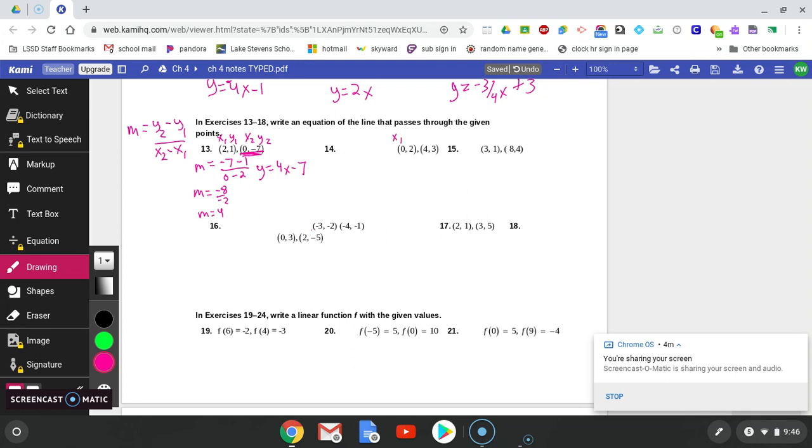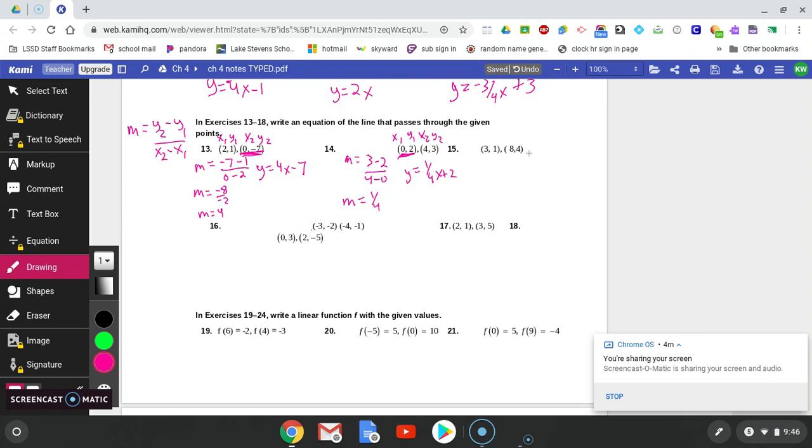All right, so I'm going to label them as x1, y1, x2, y2. And then I'll find my slope. So y2 minus my y1 over x2 minus my x1 gives me 1/4. It gave me my y-intercept right here. That's my b. So therefore, my equation is y is equal to 1/4 x plus 2.